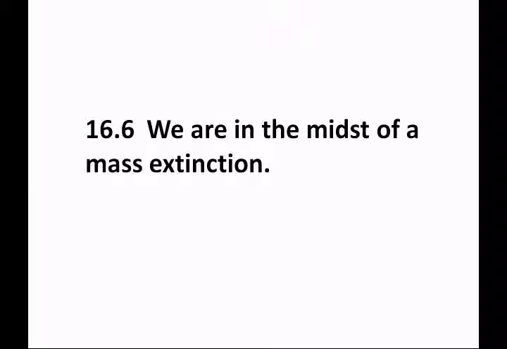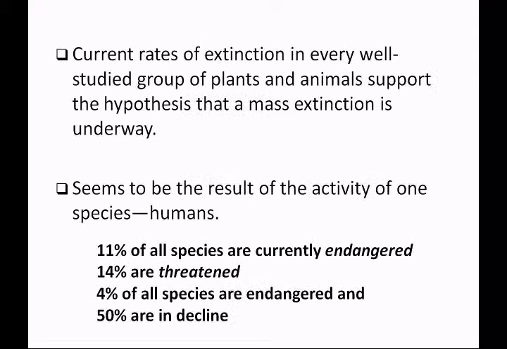So what we're finding out right now is that we are in the midst of a mass extinction. So the sixth mass extinction will be man-made. It will be due to what we do to the environment. The current rates of extinction in every well-studied group of plants and animals support that a mass extinction is underway right now. Currently, we have 11% of all of our species endangered. We have 14% that are threatened, 4% that are endangered, and 50% of all species out there are on a decline. So the reason for this is all supported by humans' damage of the environment.